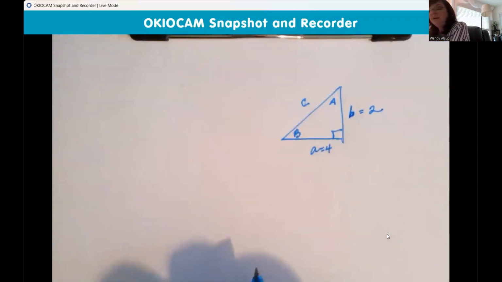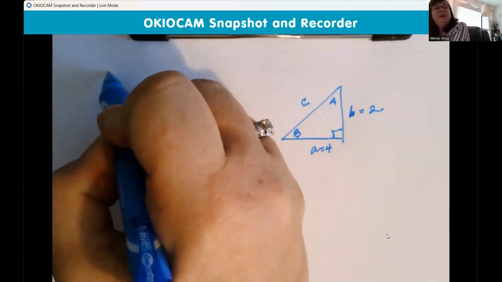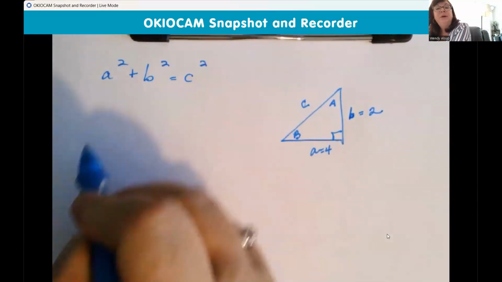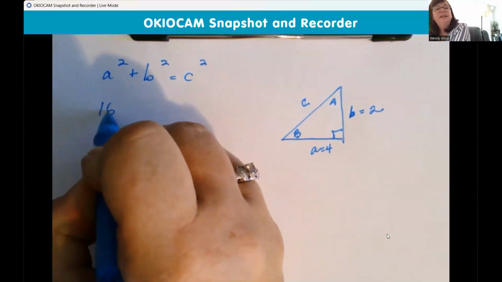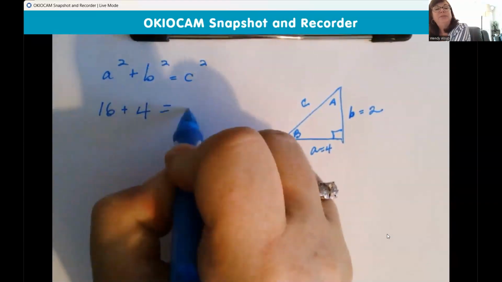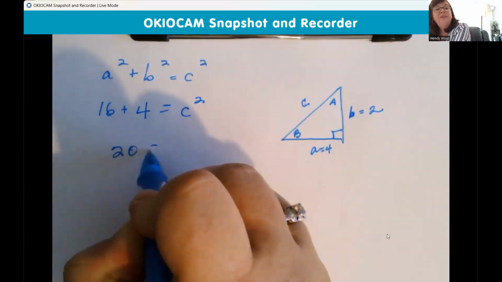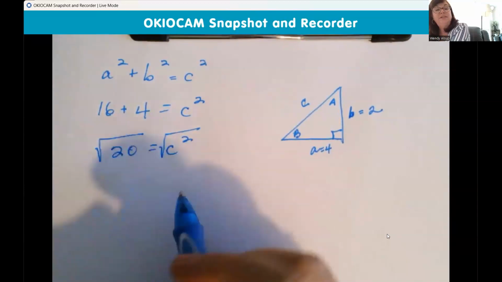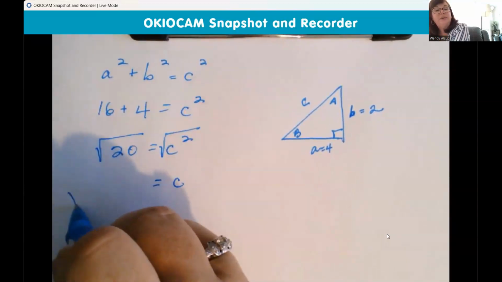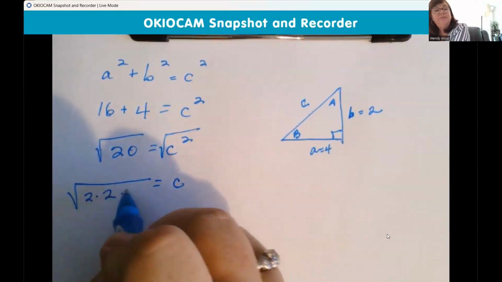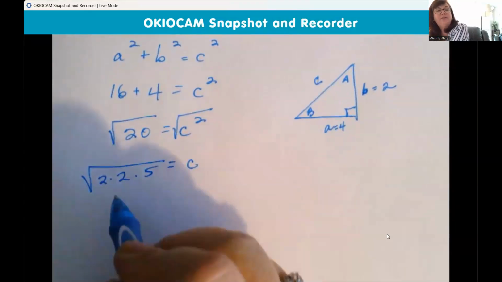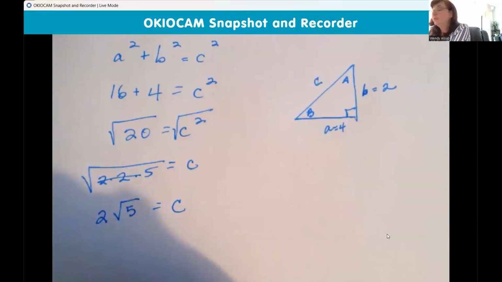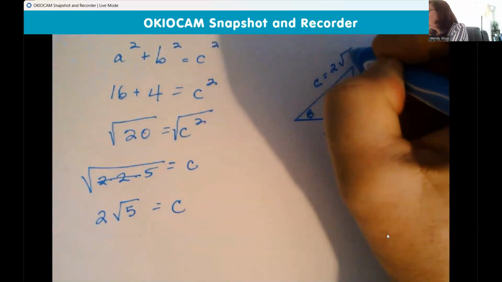If we know a and b, we can pretty easily find c. A squared plus b squared equals c squared. So 4 squared is 16, plus 2 squared is 4, equals c squared. 20 equals c squared. Take the square root of both sides. Hope you're getting comfortable with this. That would be c equals the square root of 2 times 2 times 5. If you're using the jailbreak out method, a pair of 2s can break out, and only one survives on the outside. You have 2 root 5 as your hypotenuse.